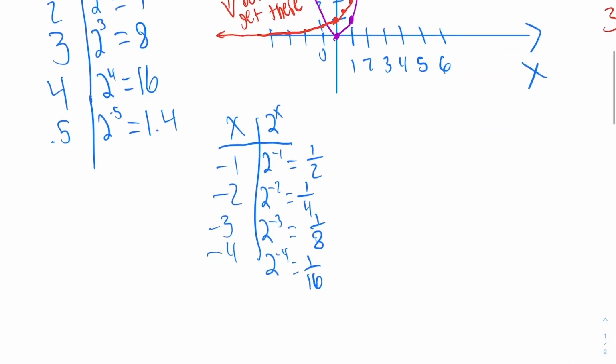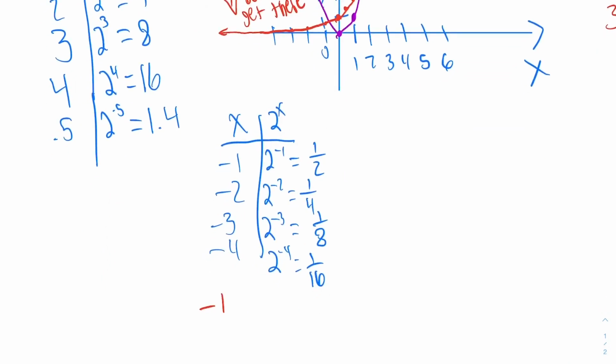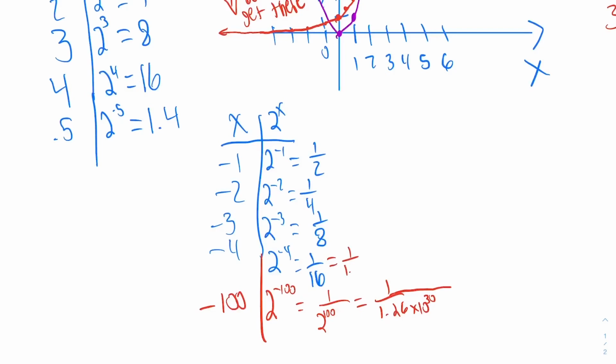And let's see what that number is. Let's plug in -100. 2 to the -100 equals 1 over 2 to the 100th power, which is 1 over 1.26 times 10 to the 30th power. So let's compare. This would be 1 over 1.6 times 10 to the first power.